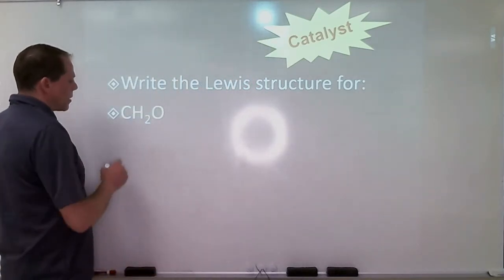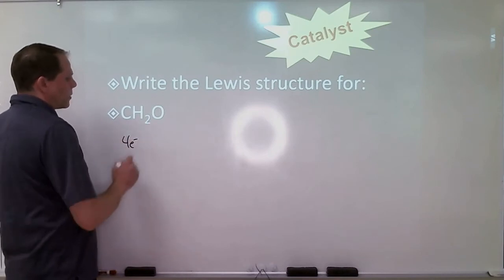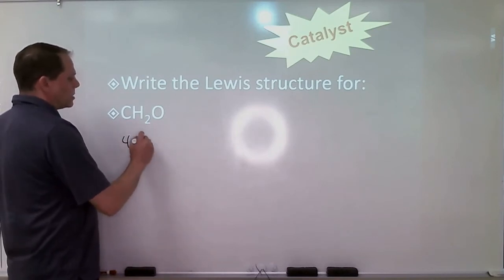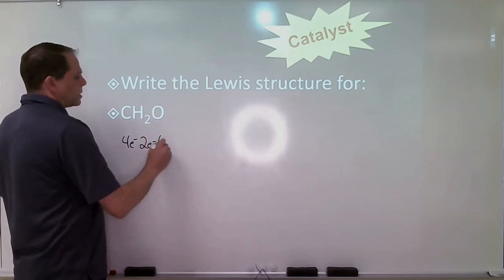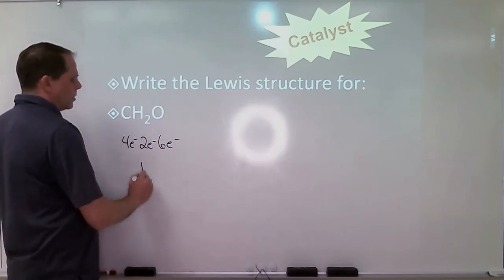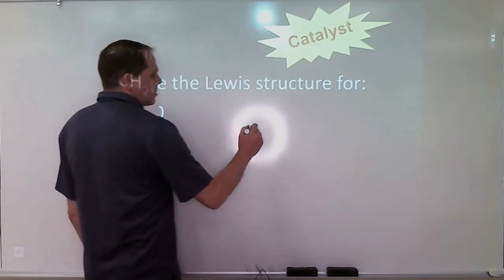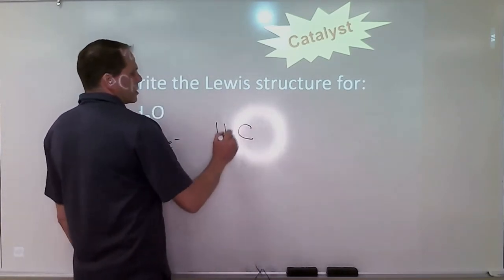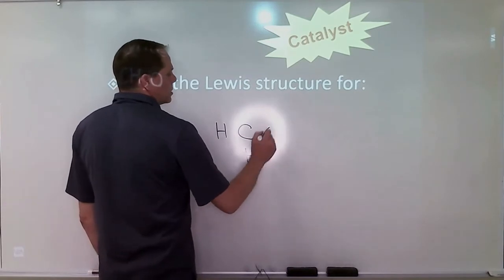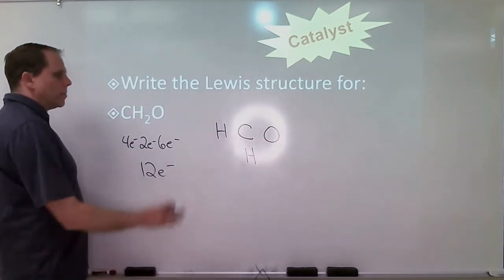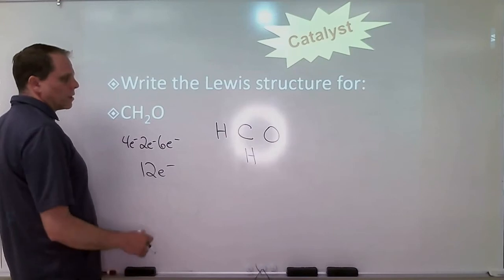How many electrons for carbon? We have to have 4 electrons for carbon. We have 1 each from hydrogen, so that's 2 total. I have 6 from oxygen, so I should have a total of 12 valence electrons I need to distribute. Carbon is a central atom. Carbon goes in the middle. Hydrogens can go around the outside, and oxygen could go on the outside or in the middle, but because carbon's the least electronegative, it should go in the middle.